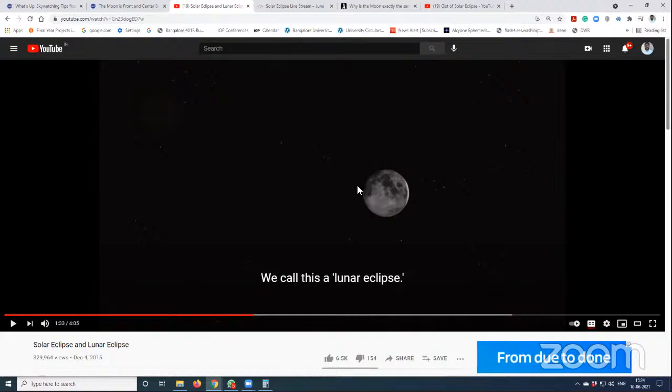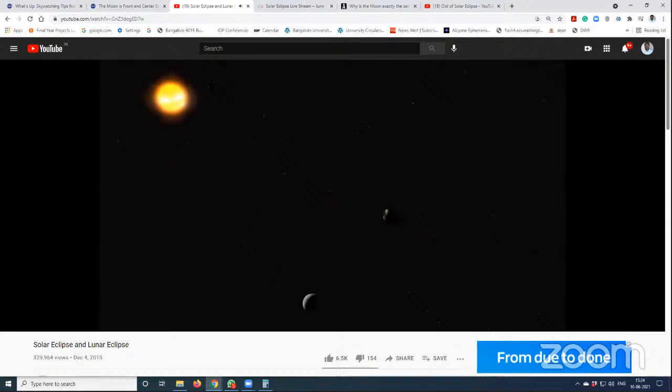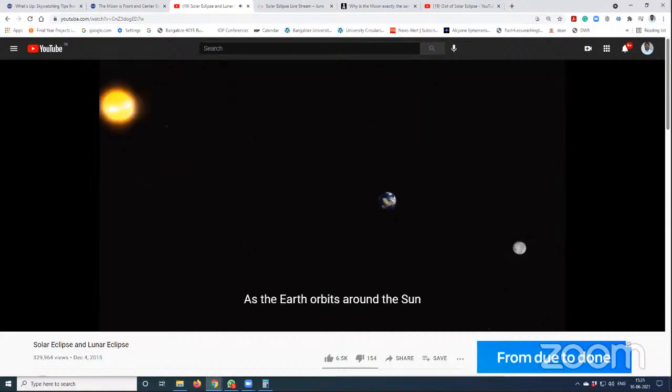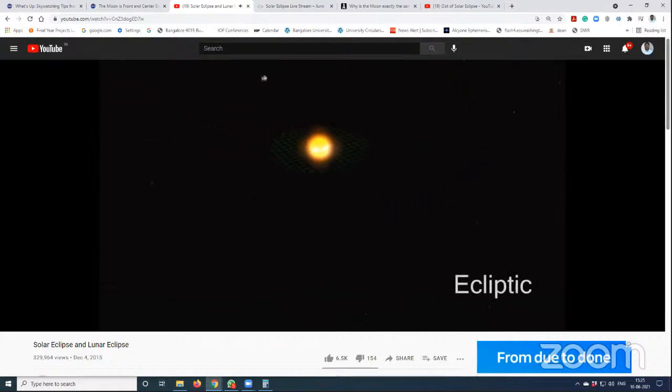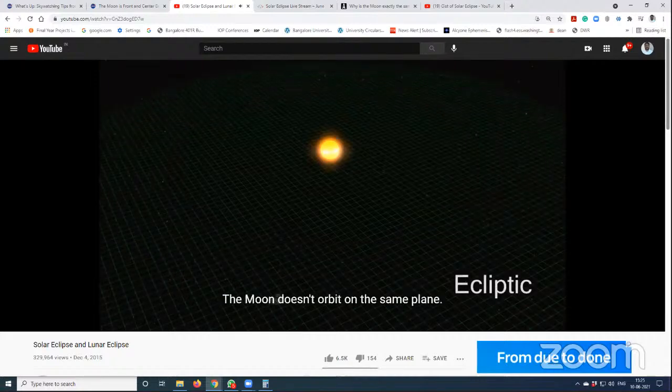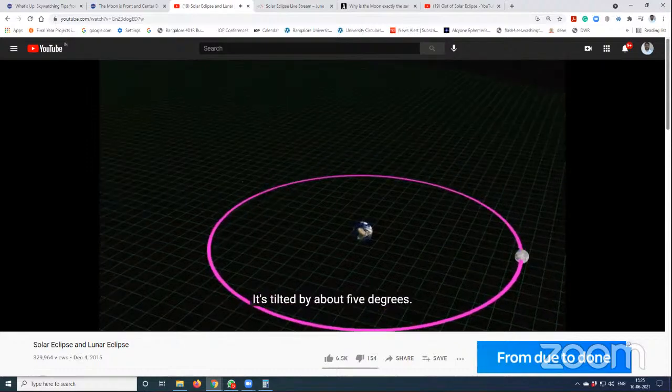Think of lunar eclipse. So now the question is, why don't we get a solar eclipse and a lunar eclipse every month? See the geometry. As Earth orbits around the sun, we can map out a 2D plane that's referred to as the ecliptic. The moon doesn't orbit on the same plane. It's tilted by about 5 degrees.